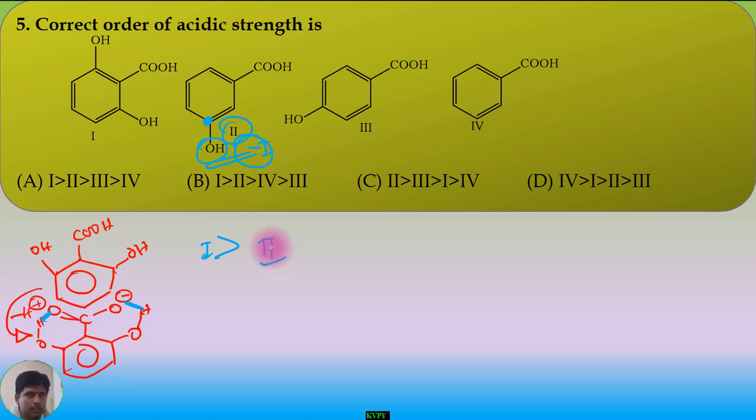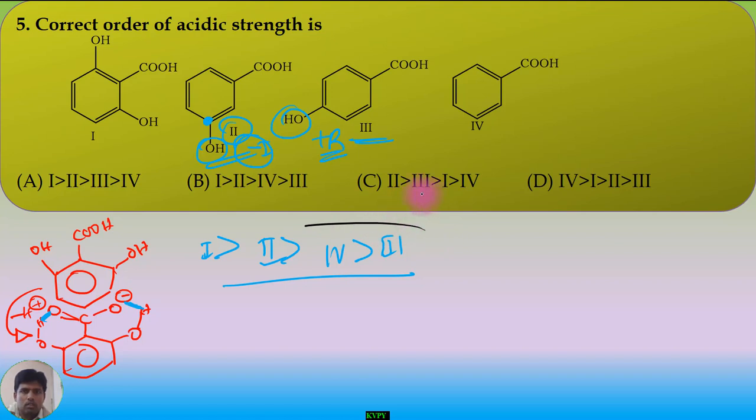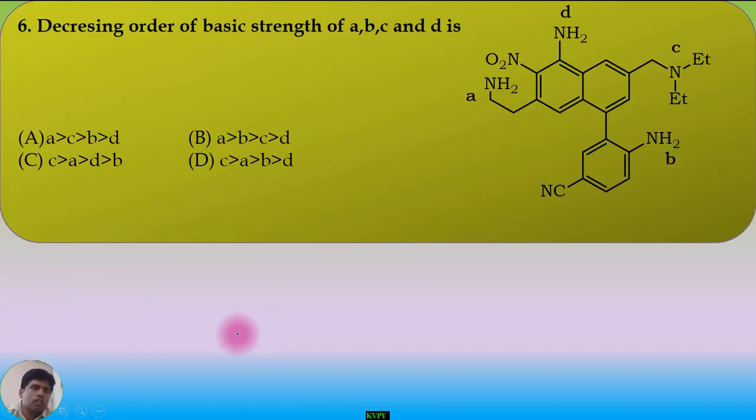The first one is most acidic. Then it is second one. After that, it cannot be third one because here plus R effect is operative for OH. So as a consequence, it will be fourth one, then third one. Now if you look at the options here, it's going to be 1, 2, 4, 3. So it's option B. That is our answer. Let us move on to next question.